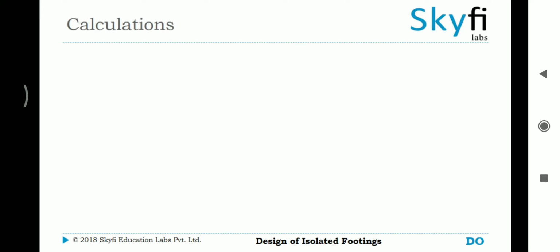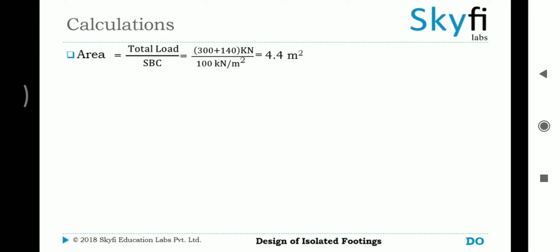Now let us do the initial calculations. The area of the footing to be designed is given by total load divided by the safe bearing capacity of the soil. Total dead and live load is 300 plus 140, that is 440 kN. And the safe bearing capacity is 100 kN per meter square, as mentioned in the problem statement. So the area comes to 4.4 meters square. As we are designing an isolated square footing, the length of each side will be root over 4.4, which is equal to 2.09 meters.